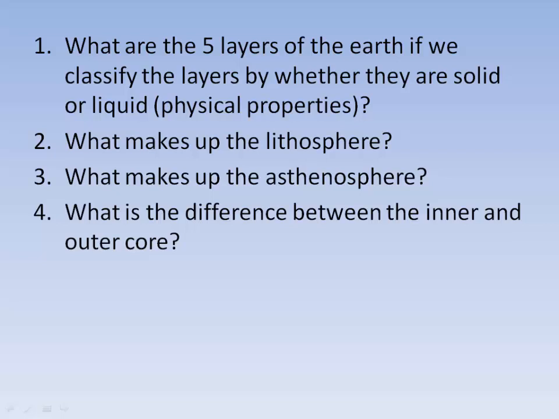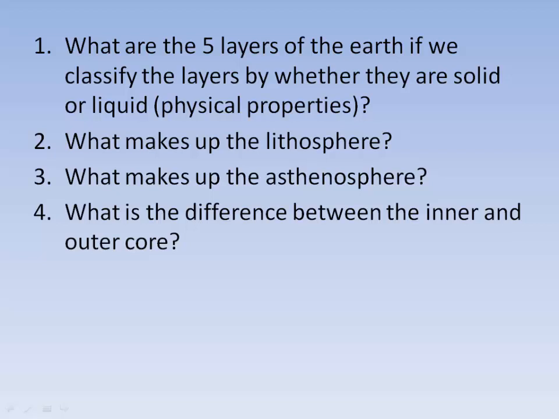What are the 5 layers of Earth if we classify the layers by whether they're solid or liquid? Well, we have the outer lithosphere. Underneath that, we have the asthenosphere. Then we have the mantle, the outer core, and the inner core.